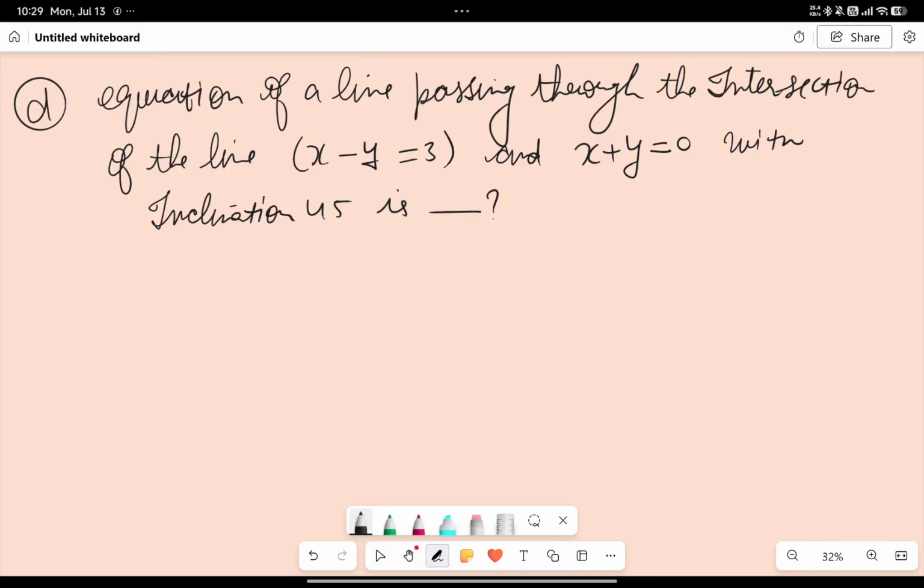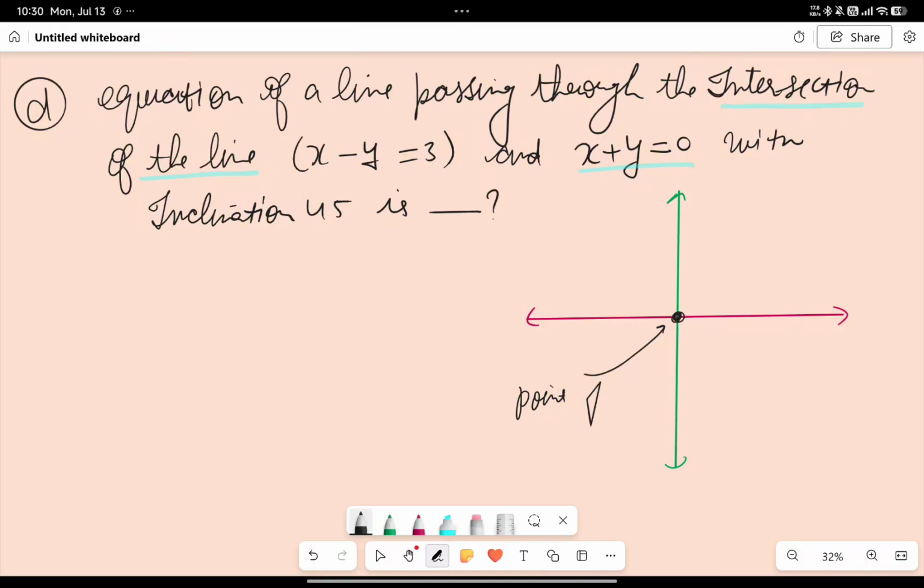So try to understand the question first. The equation of a line passing through the intersection of these lines. It means that suppose there are two lines, one is red and another is gray. One of the lines, okay, so this is the point of intersection.